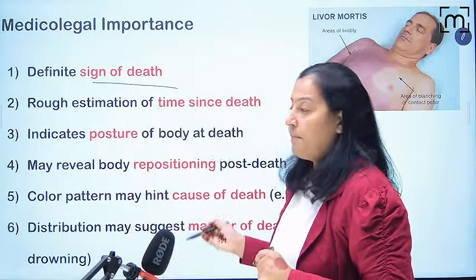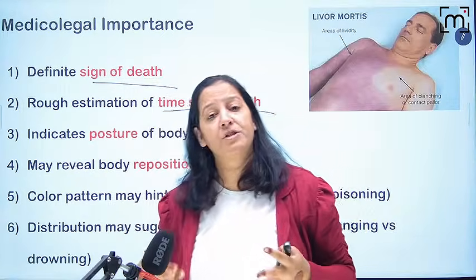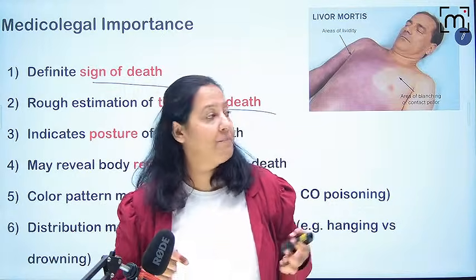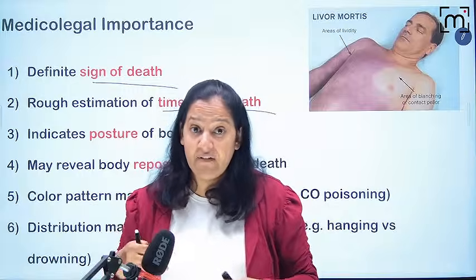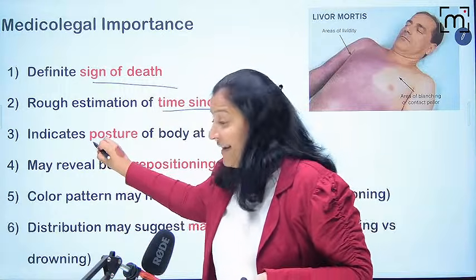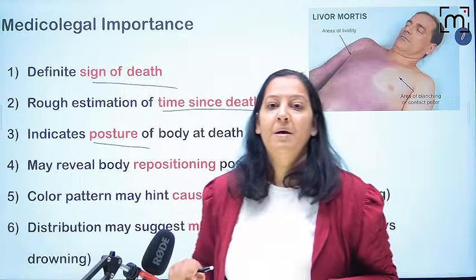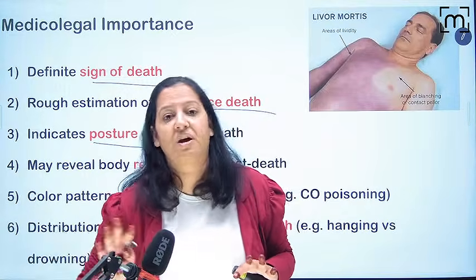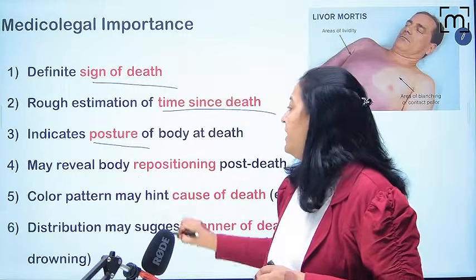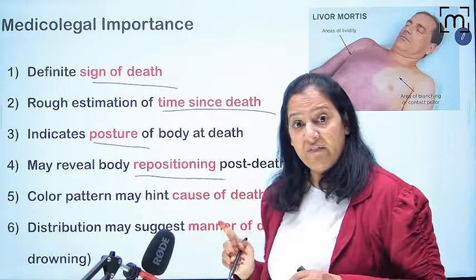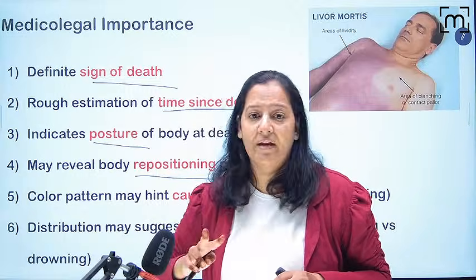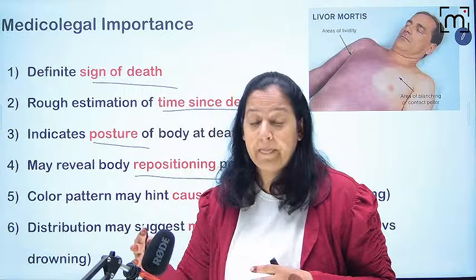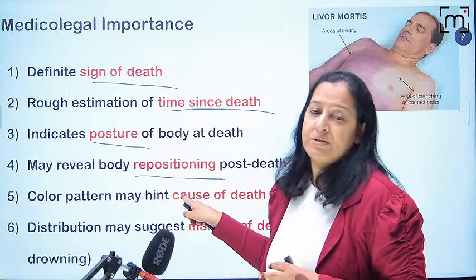Number 1. Number 2, it can help me calculate the approximate time of death. There is no formula for that, like cooling, where we have a formula, but depending on the position, intensity, and distribution, we can get an approximate time of death. It can mainly tell us the posture of the body at the time of death, because the lividity will be on the dependent areas unless the body position is changed after death, within a few hours of death. Sometimes, because of repositioning, we can get lividity in two areas: a faint primary lividity and an intense secondary lividity. So it indicates the body was repositioned after death.